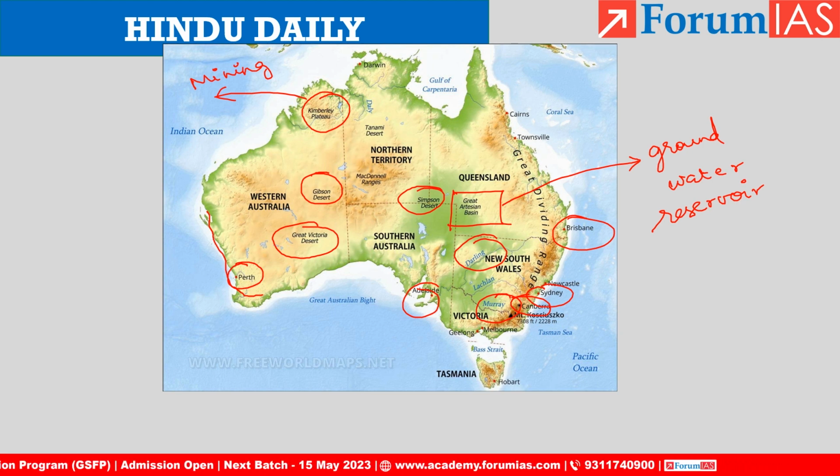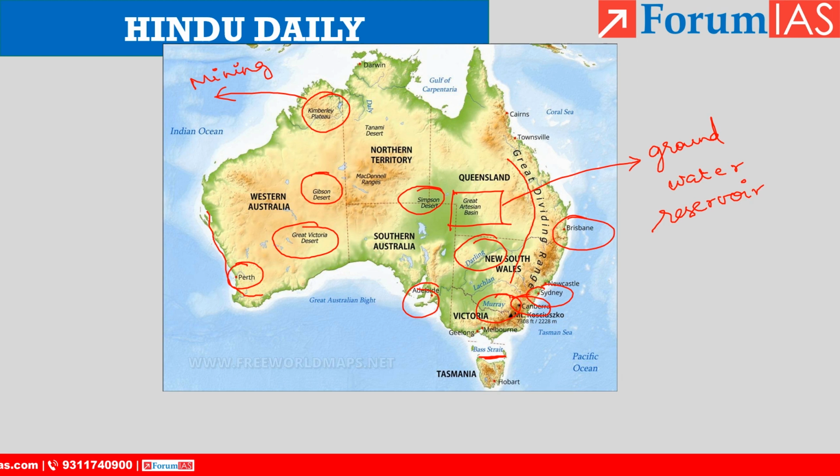And we have the Great Dividing Range in the eastern coast of Australia, that is towards the Pacific Ocean. And we have Bass Strait between Australia and Tasmania. So these are all the important map points with respect to Australia.